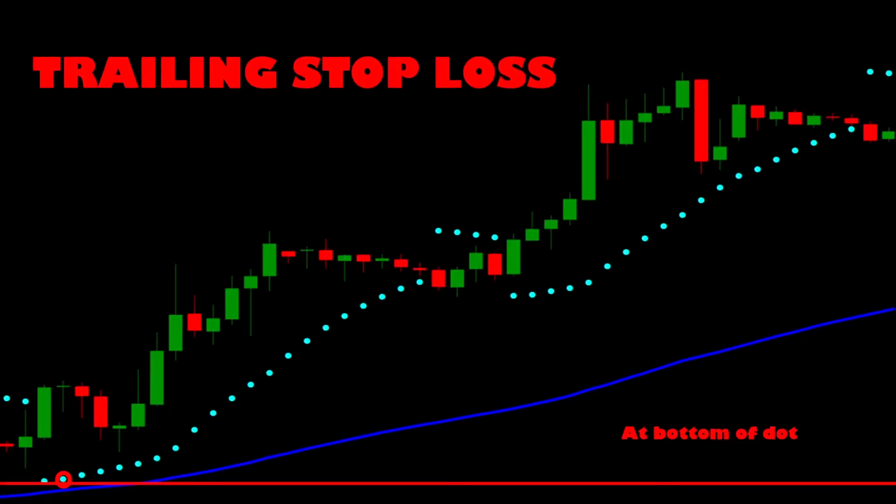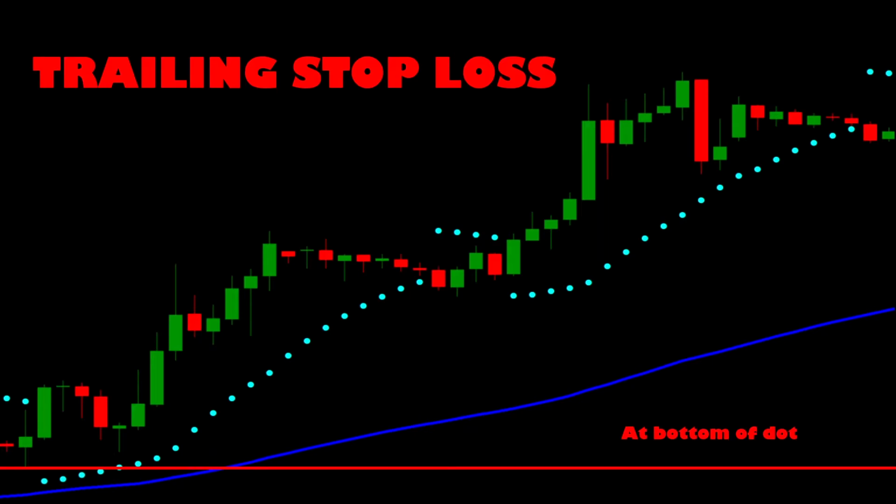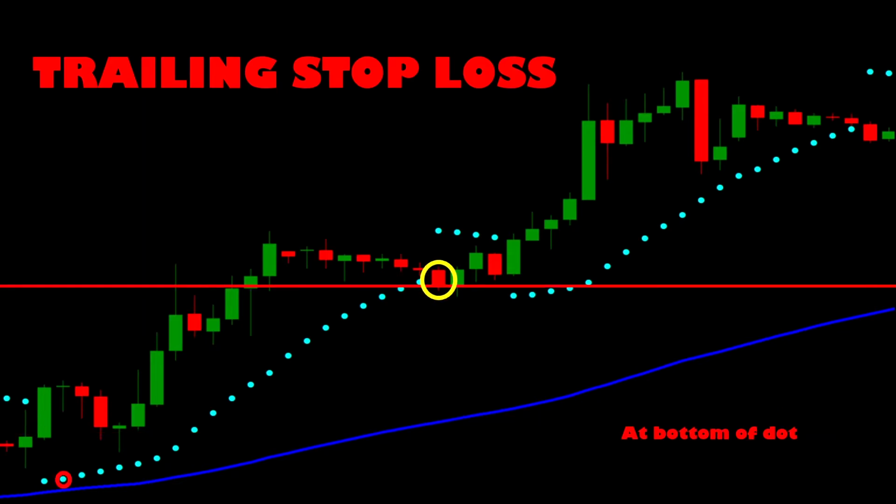Here our entry would be the little red circle at the bottom left corner where that trend begins, and the red line just below the dot is where we place our initial stop loss. Then as we manually adjust it up to move with the dots, we can see that eventually price does drop below the dots as price consolidates at the top of the trend, so we would have been stopped out there.